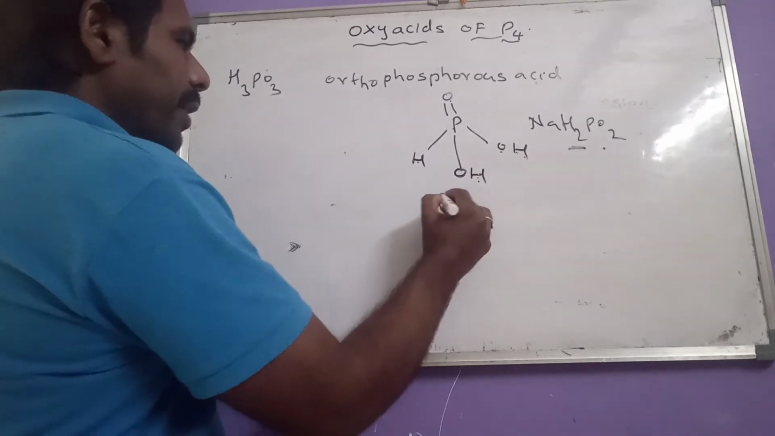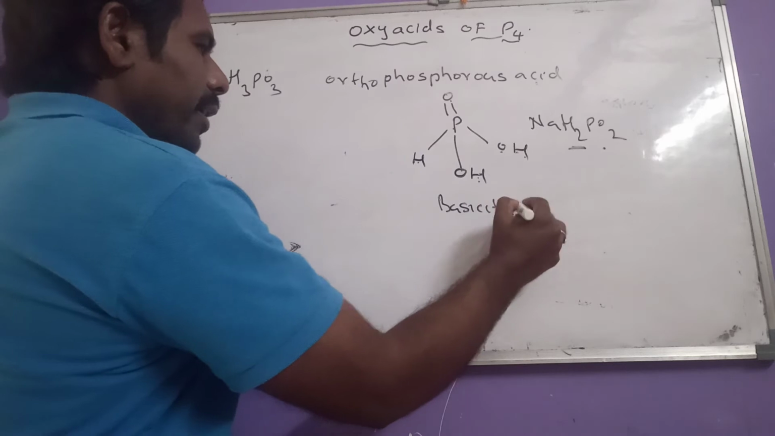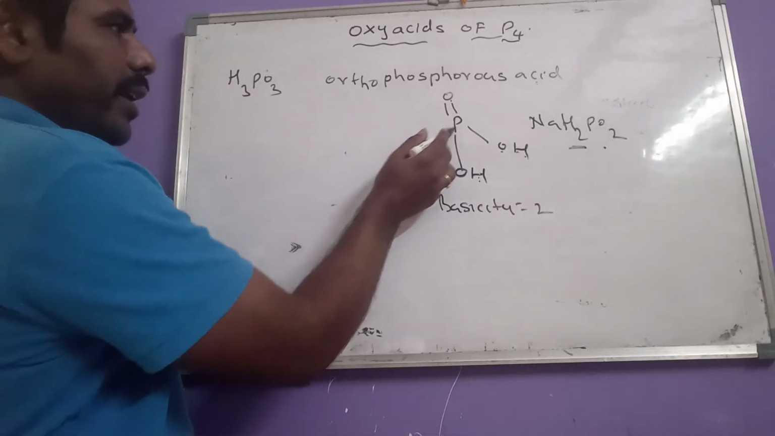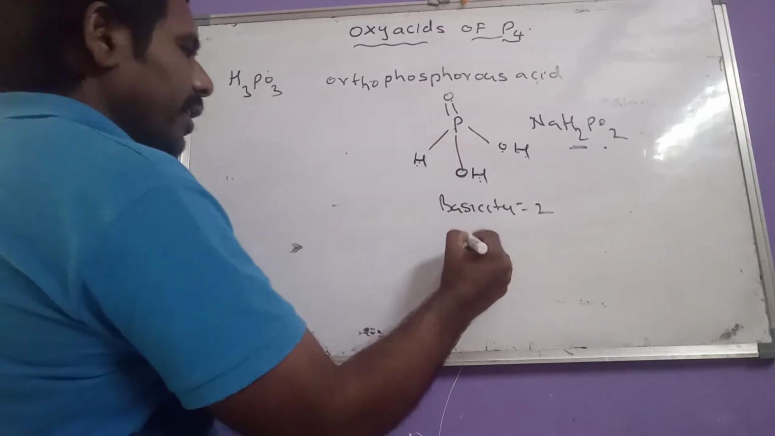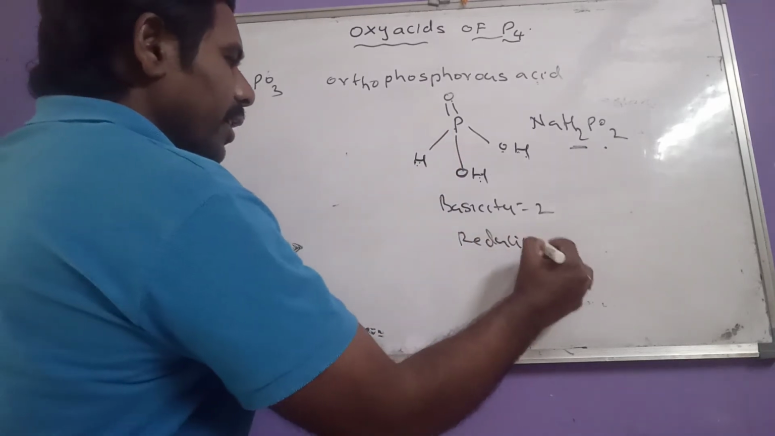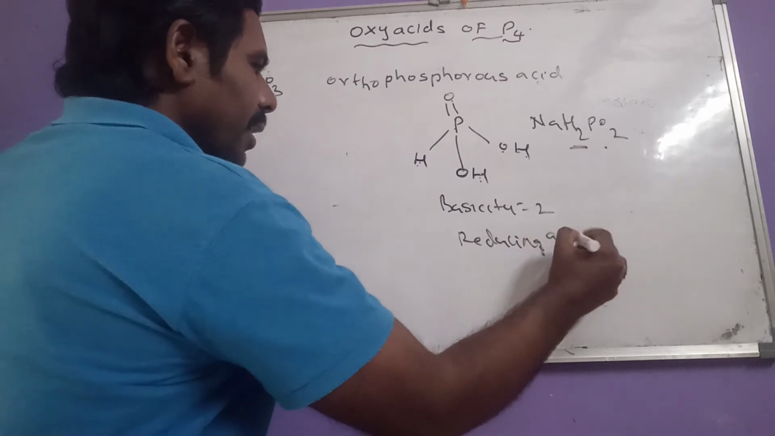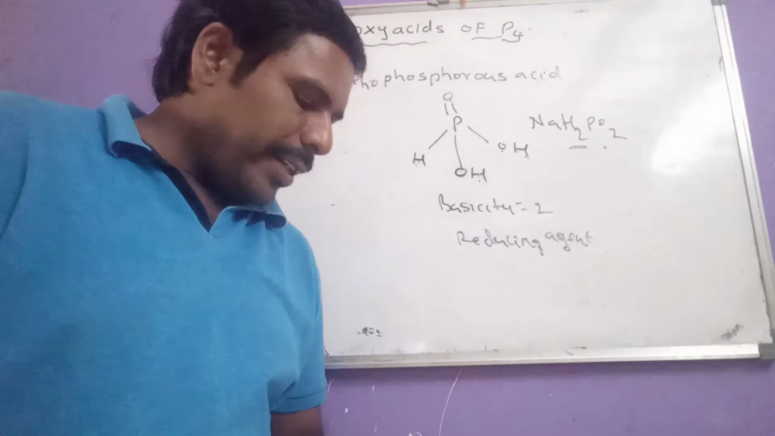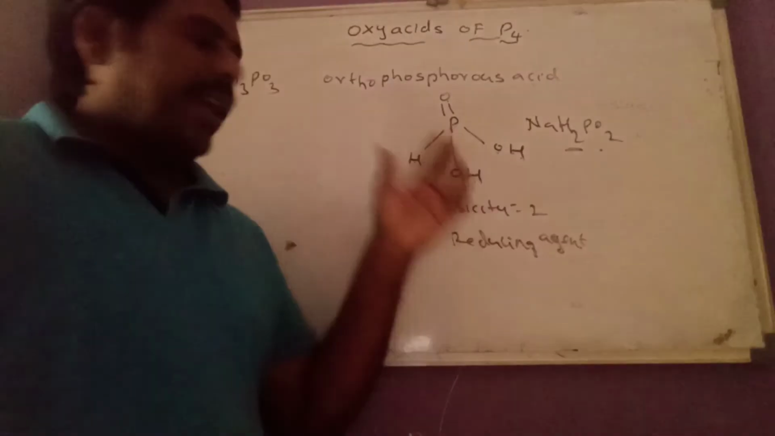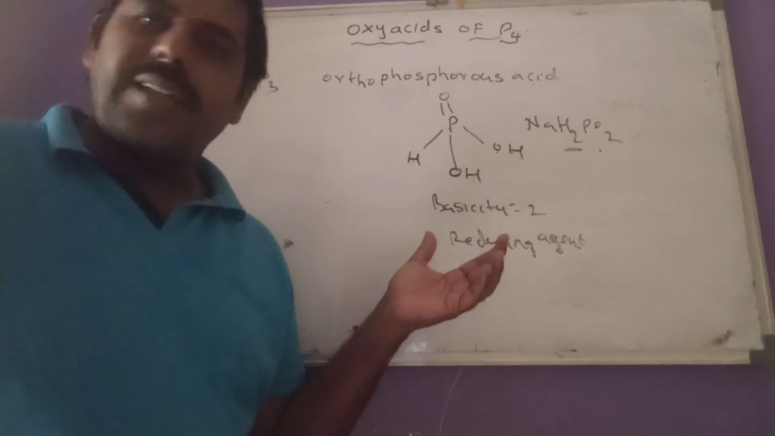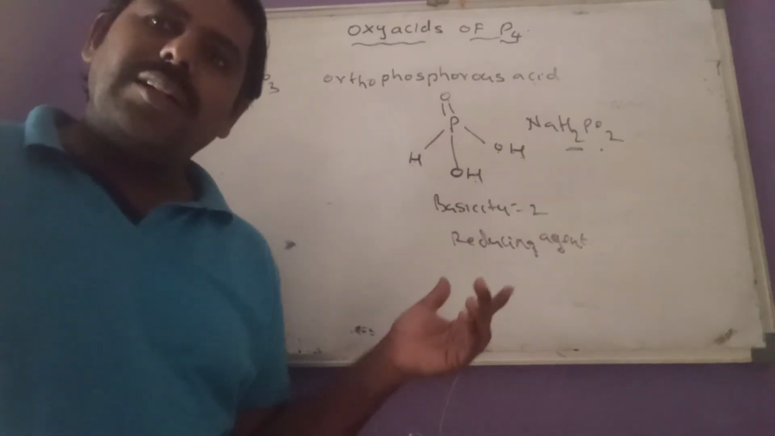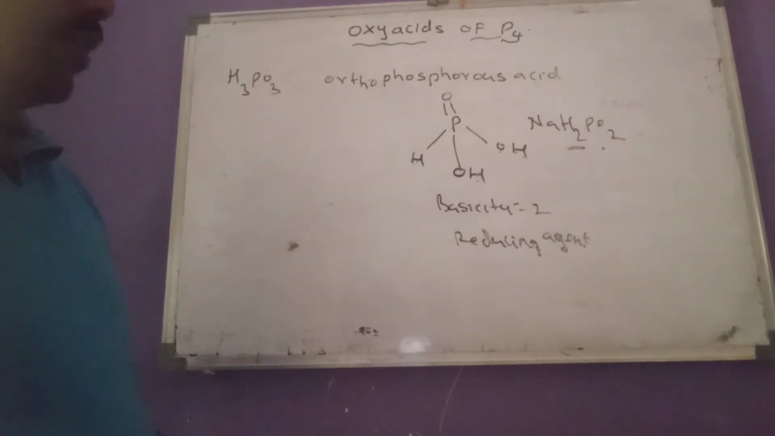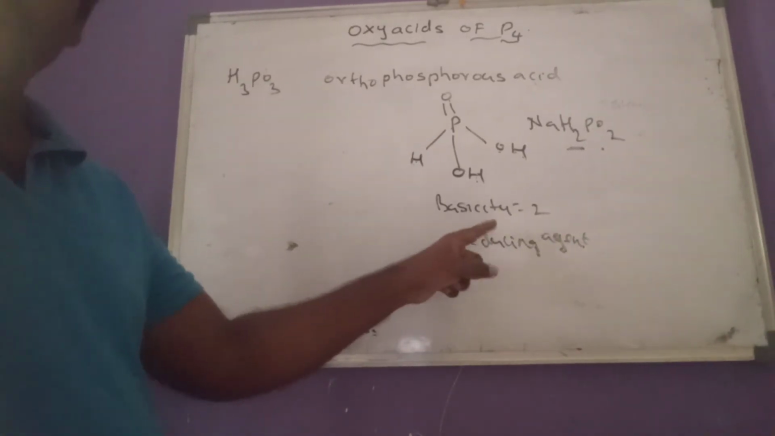So its basicity is 2. And it is also having one hydrogen directly bonded to phosphorus. So this also acts as a reducing agent. But compared with hypophosphorus acid, this is a weak reducing agent, and hypophosphorus acid is a strong reducing agent. Okay, this is the second one. And the basicity of this one is 2.